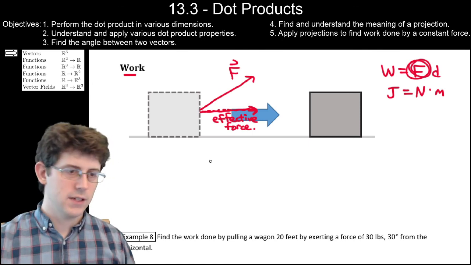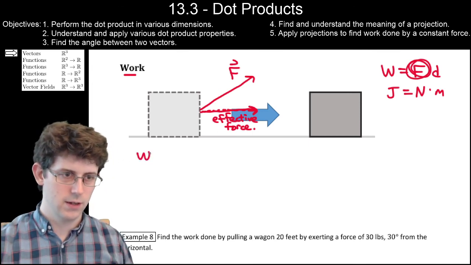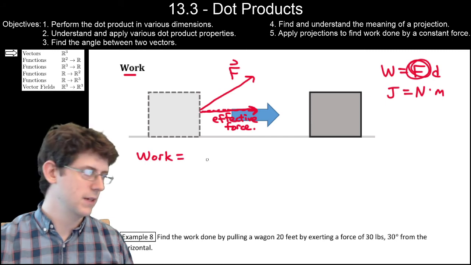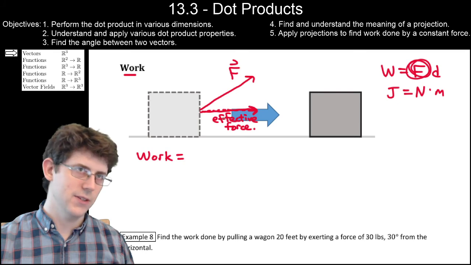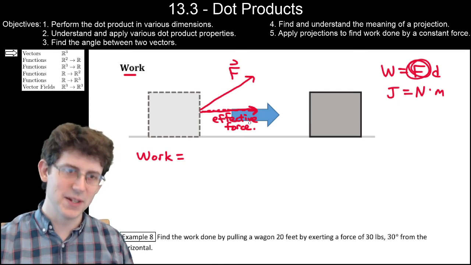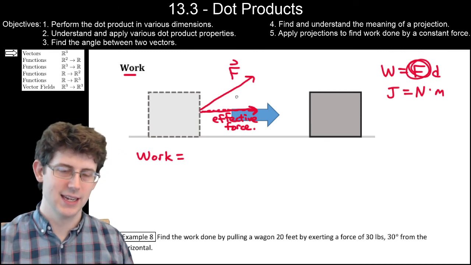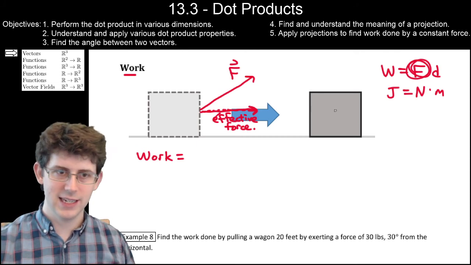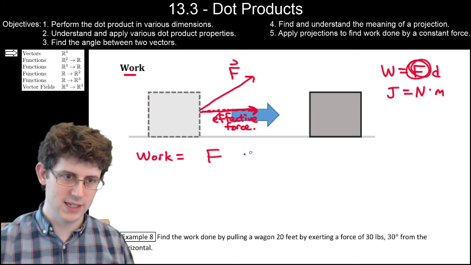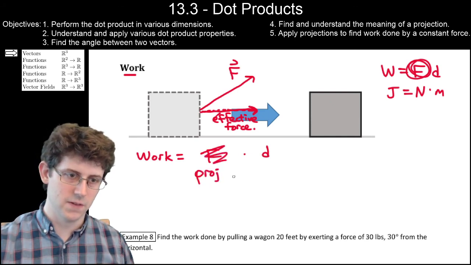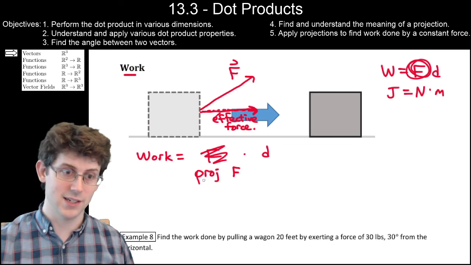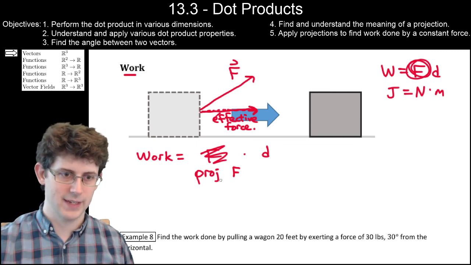So the work that you do, well, you want to multiply the force times the distance, but you don't want to use all the force that you happen to be exerting. Only the force that's effective in the direction that you're pulling it. So instead of doing the force times the distance, you'll use a projection of the force onto the direction you're actually going. I'll call it PQ.